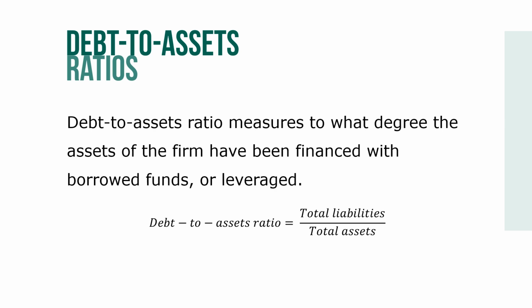Debt-to-asset ratio measures to what degree the assets of the firm have been financed with borrowed funds, or leveraged. This ratio identifies the claim on assets by the creditor. It is commonly expressed as a percent, where debt-to-assets ratio equals total liabilities over total assets.